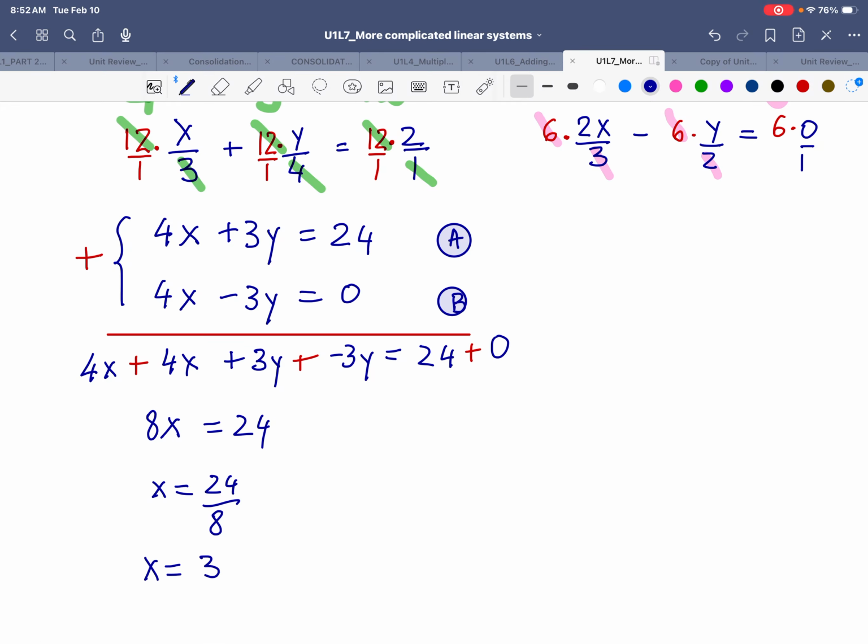And next we have to solve the equation for y. I'm going to choose the equation B here. It looks a little bit easier than A. Again, it doesn't really matter which one we use.